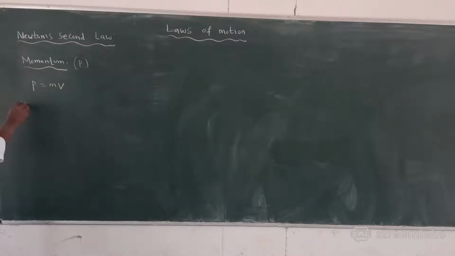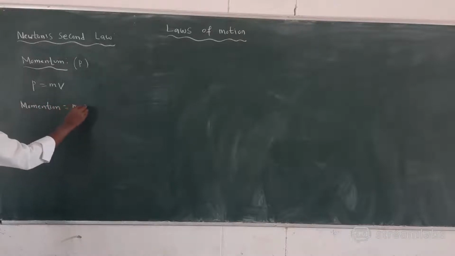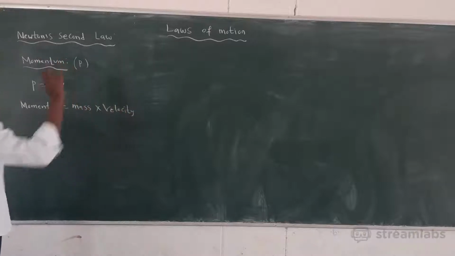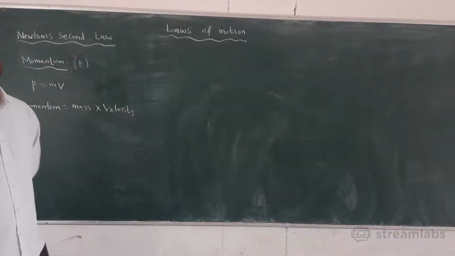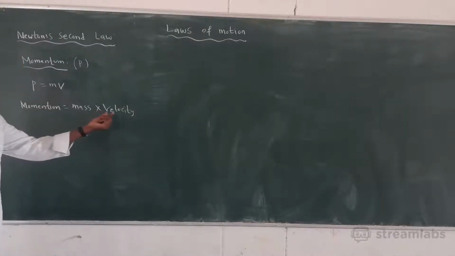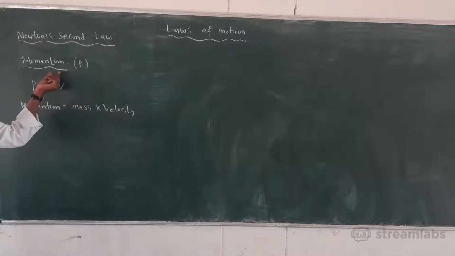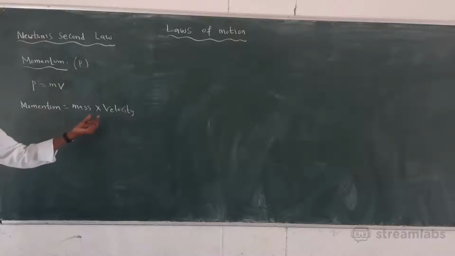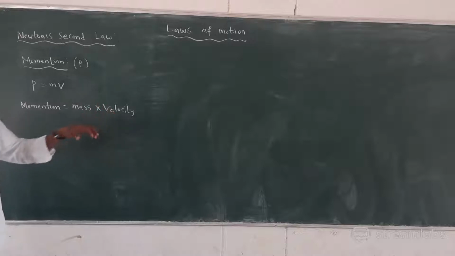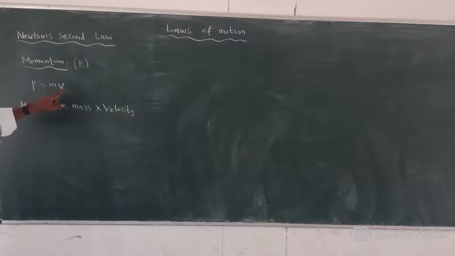Now we can write: momentum is equal to mass into velocity. We define momentum as the product of the mass of the object and its velocity. So the momentum of a body is the product of mass and velocity of the object. Now we take the formula P is equal to mv.